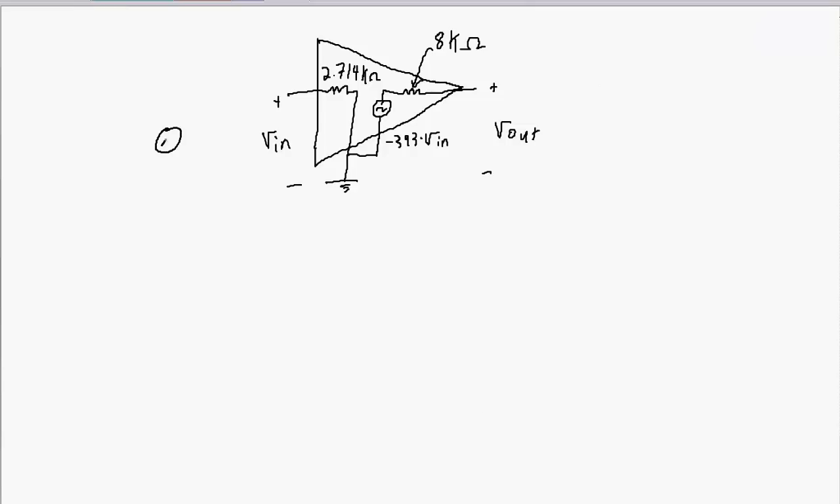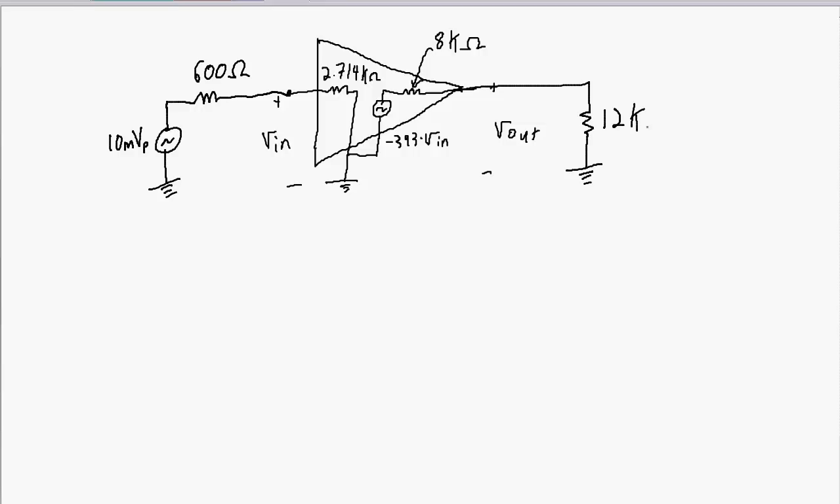The input that I had originally connected was this 10 millivolts, let's call it 10 millivolt peak signal, connected to a 600 ohm output impedance source. And the output is connected to a 12 kilo ohm load. Let's see what kind of output signal we get in this circuit. So we have a 10 millivolt signal applied at the input, and that 10 millivolt is going to be divided between the 600 ohm output impedance of the source and the 2.7 kiloohm input impedance of my amplifier.